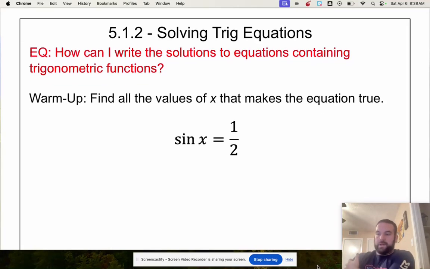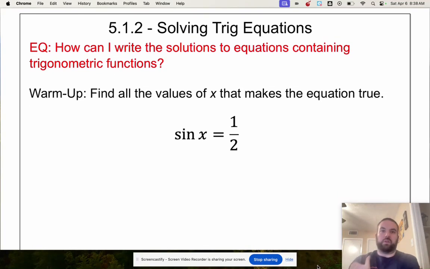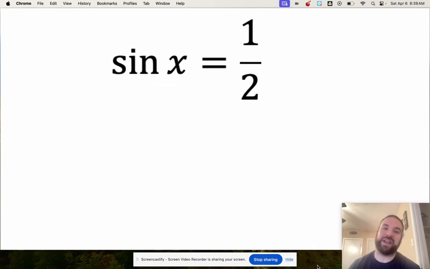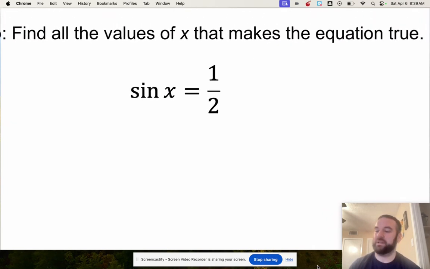All right. In this video, we're going to take a look at how to merge algebra and what you've typically done with algebra for the longest time, which is solving equations, and introducing the idea of solving equations with trigonometric functions in them. So, for example, if I asked you to tell me every x value to which the sine is equal to 1/2.